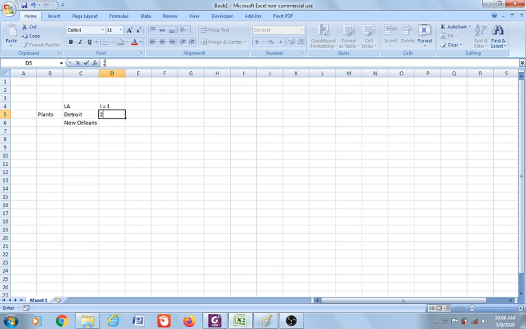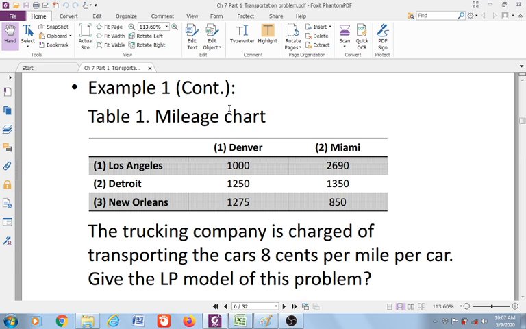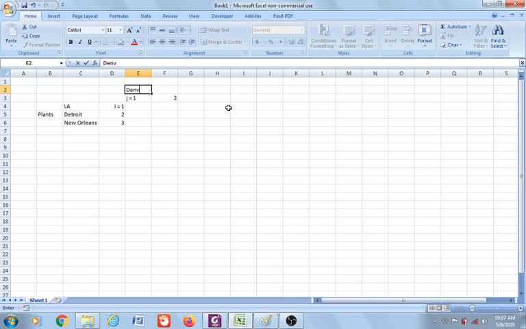This is Detroit 2 and New Orleans as 3. And we have two distribution centers, so they are column. So we're gonna have J equal 1 and we have J equal 2. J equal 1 is, let's see, Denver and Miami. So this is distribution center, distribution center.